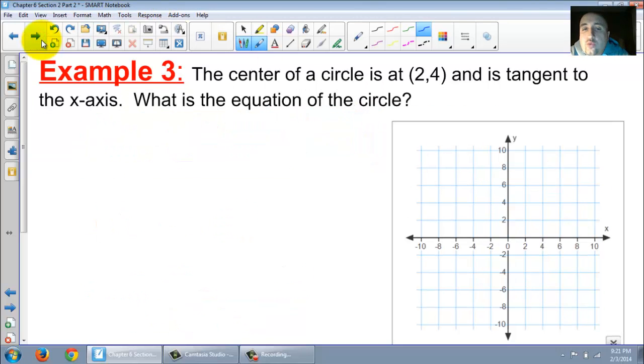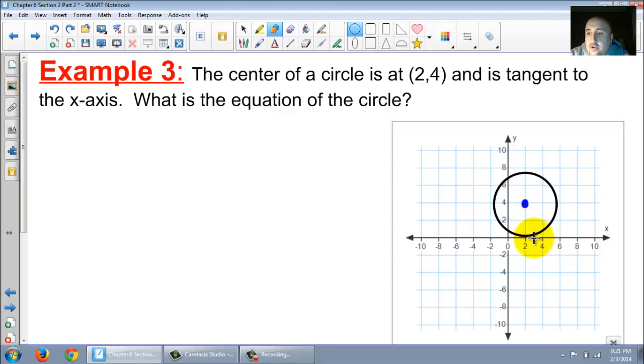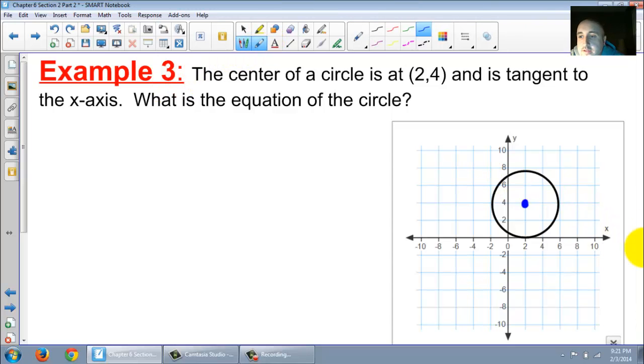Example 3, last one. It says the center of a circle is at (2, 4). So 2 to the right, 4 up. And it says it's tangent to the x-axis. Let me draw a picture of what that actually means. All right, so this is what tangent means. Notice the x-axis. Okay, so here's the x-axis, and here's our circle. Tangent means it just touches at one point. So it's touching this circle right at that point right there.